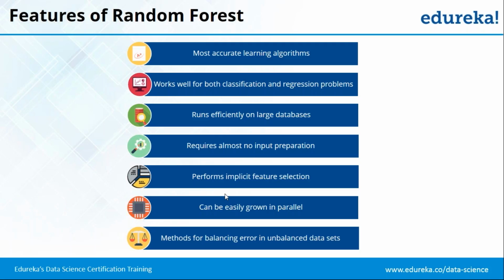Because we are actually implementing multiple decision trees, and all those decision trees are getting implemented parallelly. So if you say I want 1,000 trees to be implemented, all those 1,000 trees are getting implemented parallelly. So that is how the computation time reduces down, right? And the last point is that it has got methods for balancing error in unbalanced data sets.